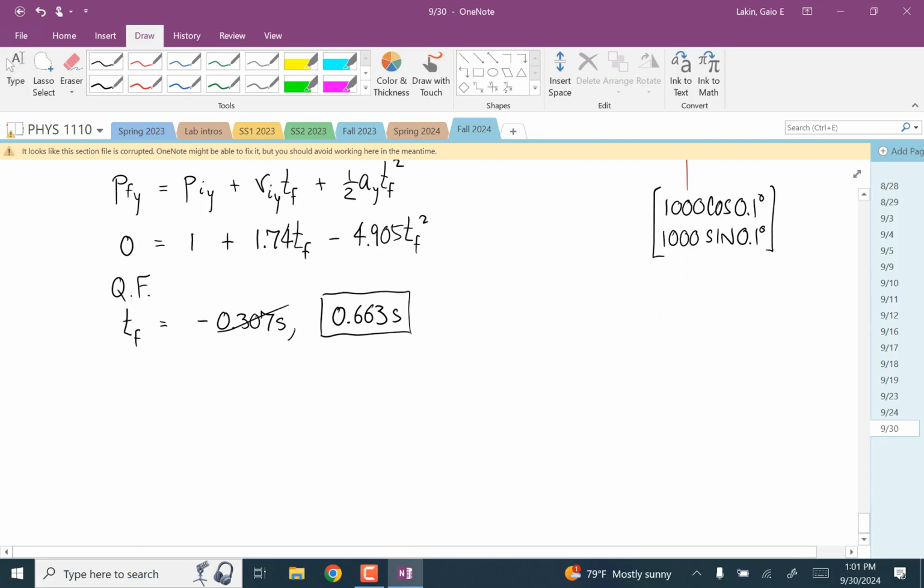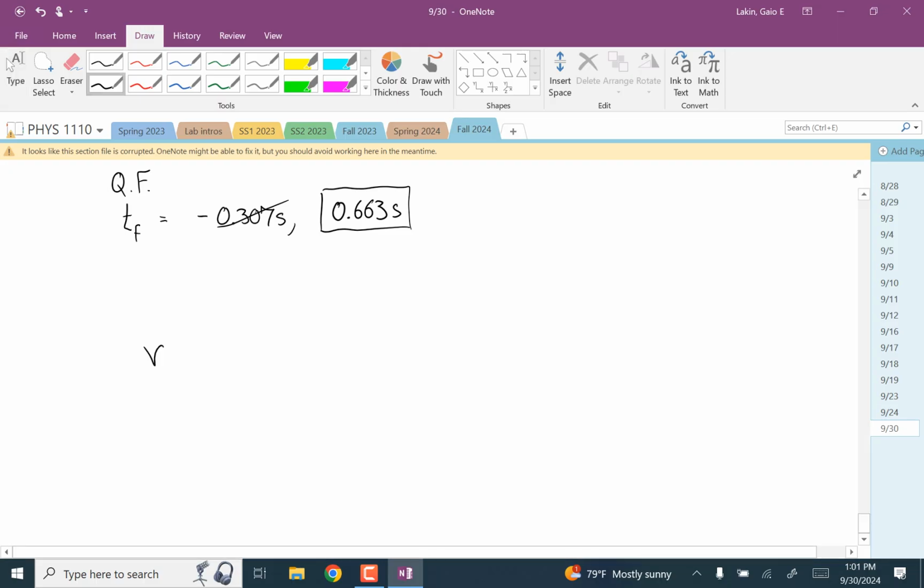Here's how you would do it. Your initial velocity, I'm going to erase this because it'll be confusing in here, but your initial velocity would be 1,000 times cosine of theta, 1,000 times the sine of theta. And then you would put this into your equation as your initial velocity. And then you could do the quadratic formula and use inverse trig to find what that angle is.